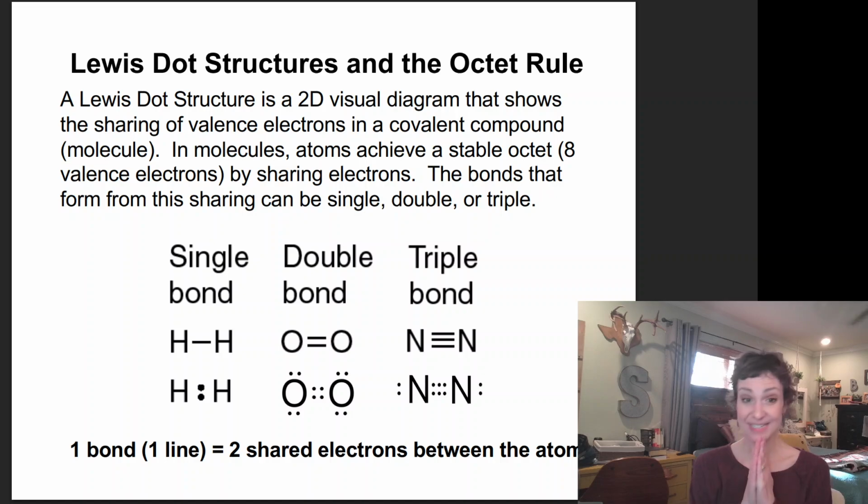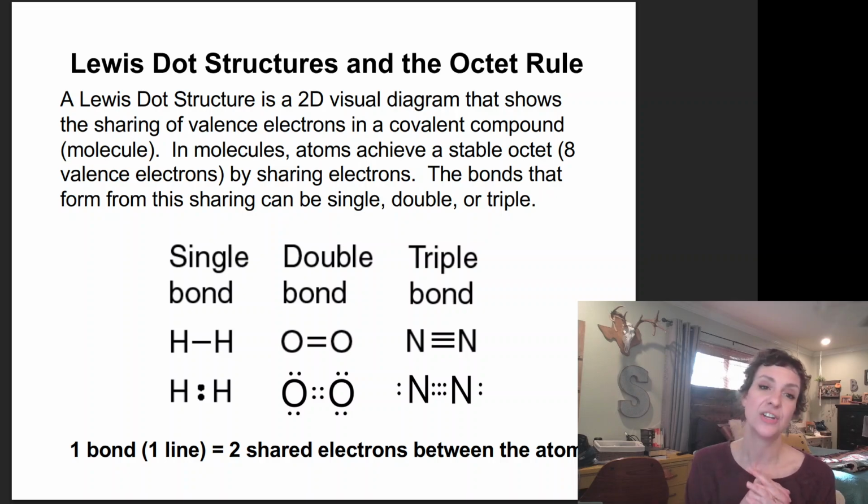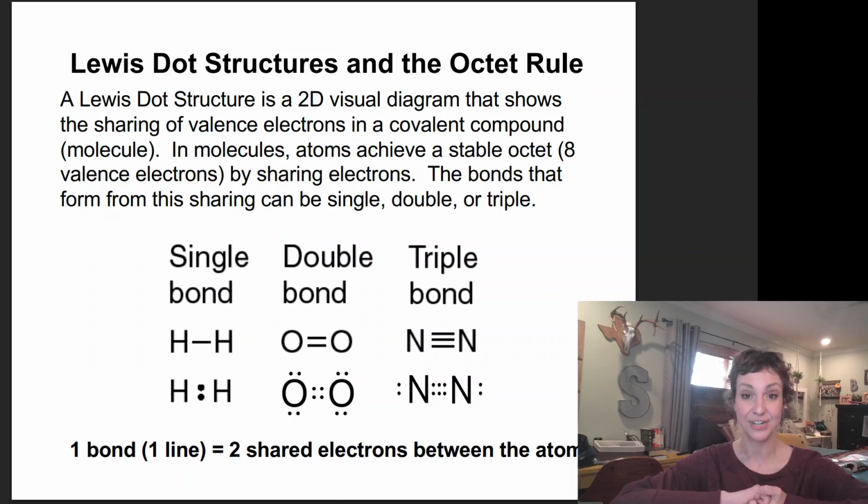Okay, so Lewis dot structures and the octet rule. A Lewis dot structure is a 2D visual diagram that shows the sharing of valence electrons in a covalent compound or a molecule. In molecules, we know that atoms achieve a stable octet, or 8 valence electrons, by sharing those electrons. And the bonds formed from this sharing can be a single bond, a double bond, or even a triple bond. We've talked about this in our previous lesson.